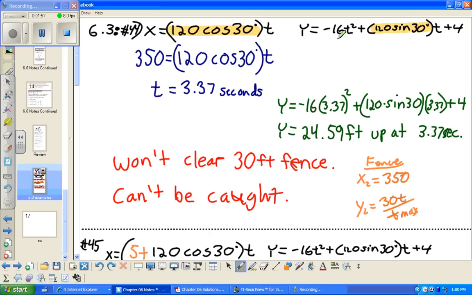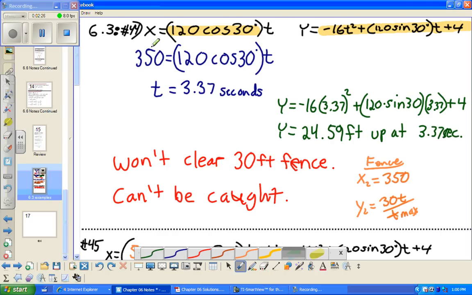So you'll always have negative 16t squared, and then you're going to add the speed times sine of the angle in which it's leaving times t plus your initial height. The initial height was 4 feet above ground, so that's what you use. You've got that set up. So the question is, will the baseball clear a fence, a 30-foot fence, 350 feet away?